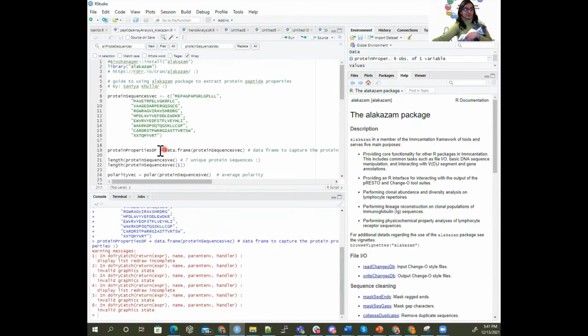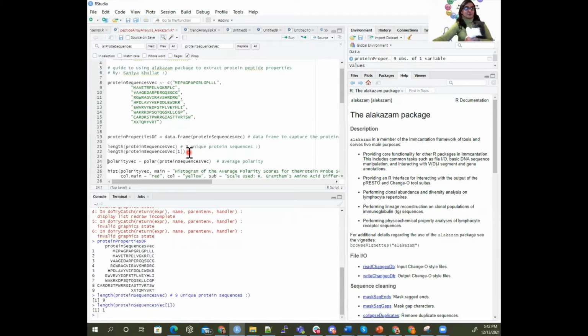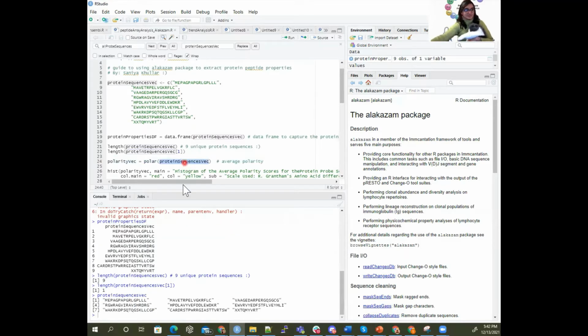So we're going to first put them into a data frame like this. We have a data frame of these protein properties here. There are nine unique protein sequences. There are a bunch of different functions available in Alakazam. The first one is polar. What happens is you just take in a vector of protein sequences like this.